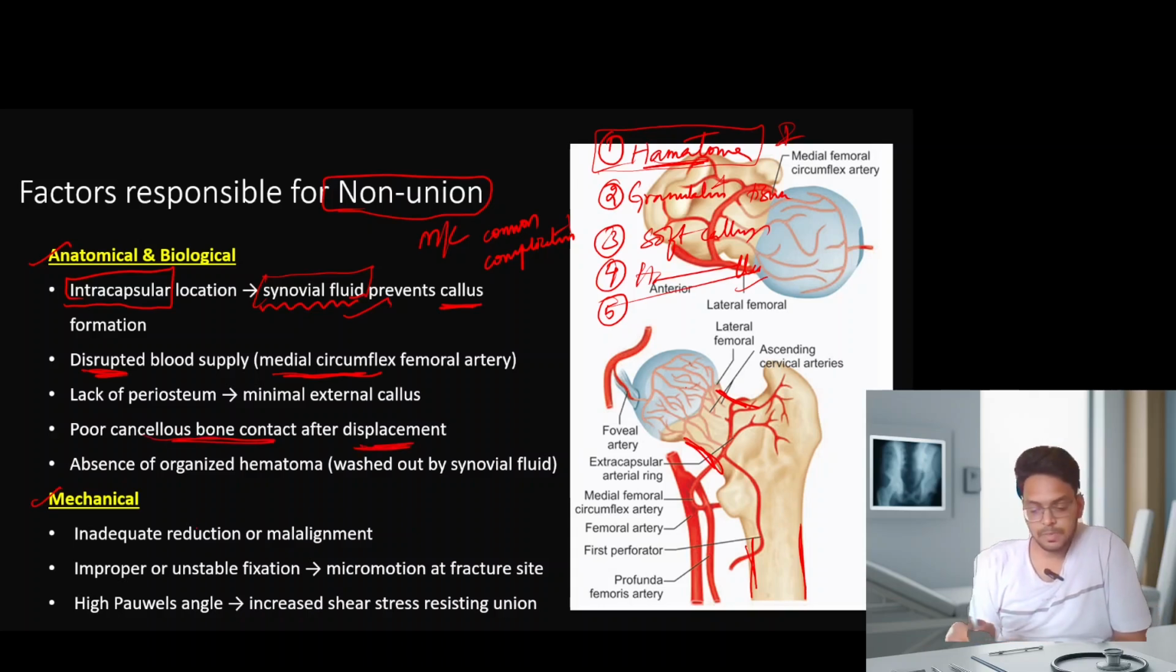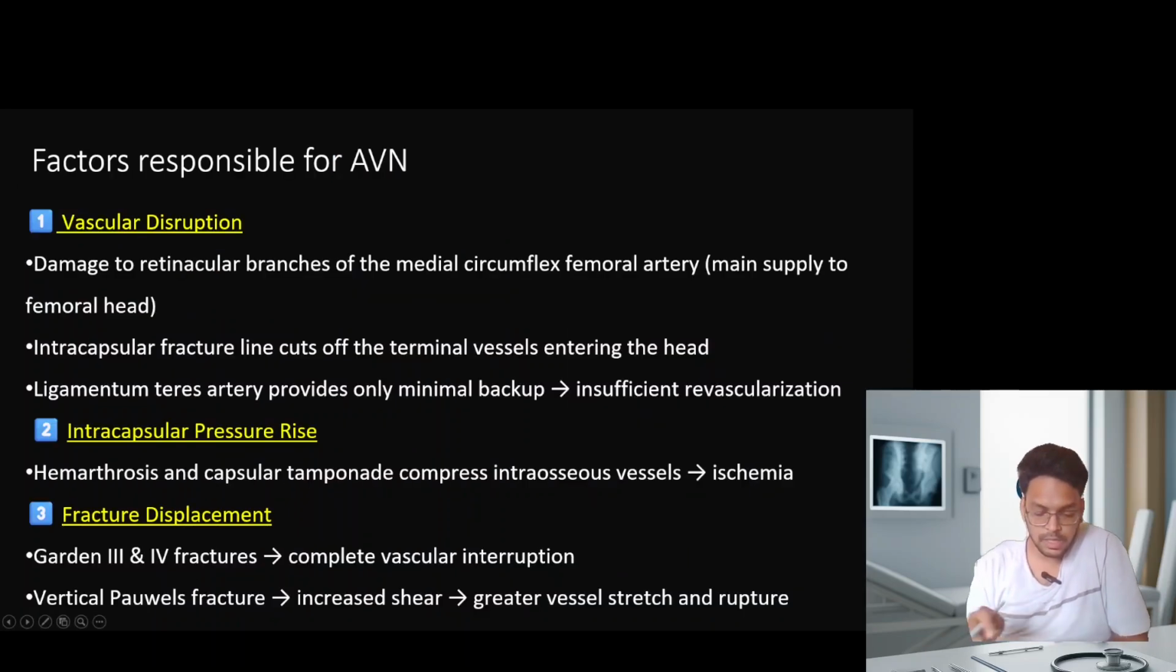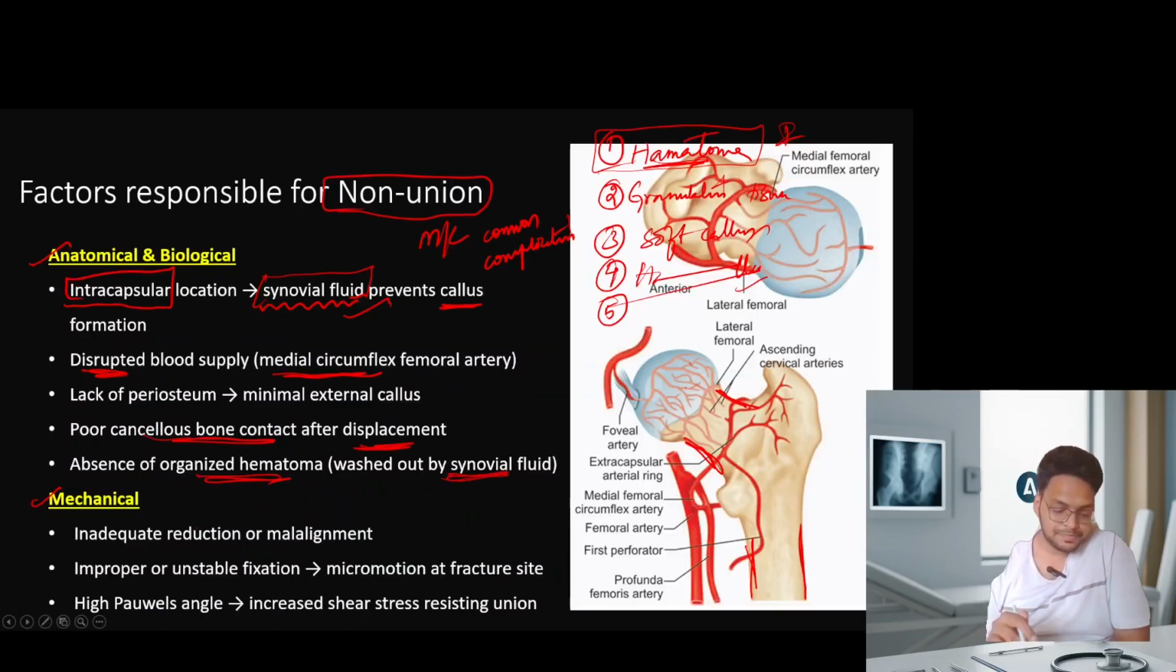If the head is displaced, there is no contact. Then there is absence of the organized hematoma, which is washed away by the synovial fluid. This I have explained in the first point itself, right? Now, because of the mechanical factors, what mechanical factors will be playing here?